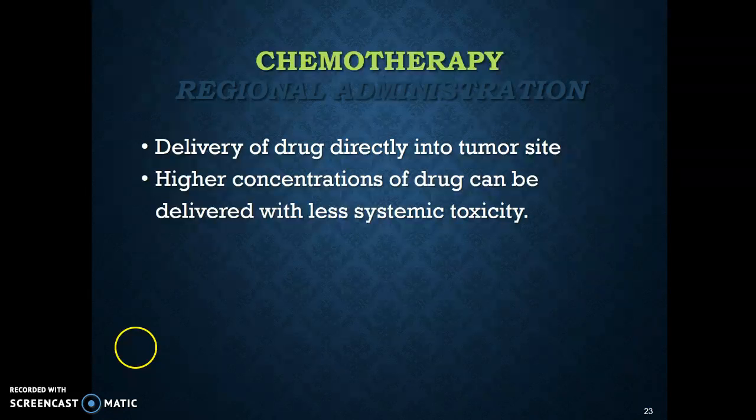You can also get chemotherapy regionally. This is where drug is delivered directly into the tumor site. Sometimes this is really helpful when higher concentrations of the drug can be delivered more to the site of the tumor and cause less systemic toxicity, on somebody who's extremely weak or can't tolerate the chemotherapy going through the bloodstream.